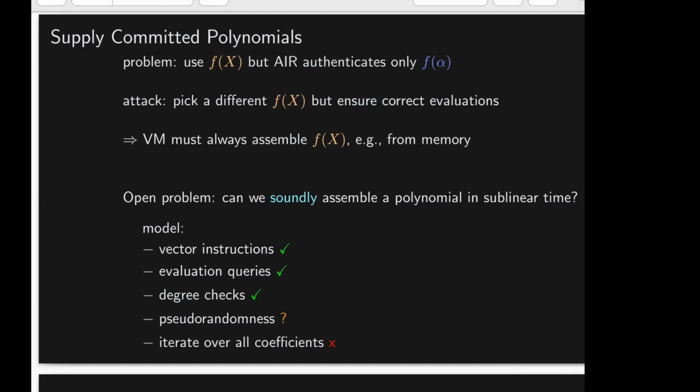And in order to assemble this, we have access to a bunch of things. We can, in fact, use vector instructions, because we have this whole polynomial coprocessor thing. And we can use evaluation queries and degree checks. And these are powerful tools that we can use. We can even use pseudo-randomness, although this is a bit of a question. Because what I mean by pseudo-randomness is we can interact with a hash function, and you probably want to use it as a stand-in for Fiat Shamir.